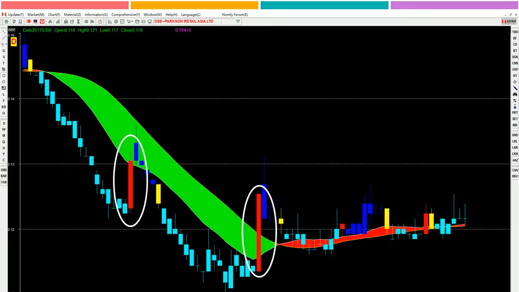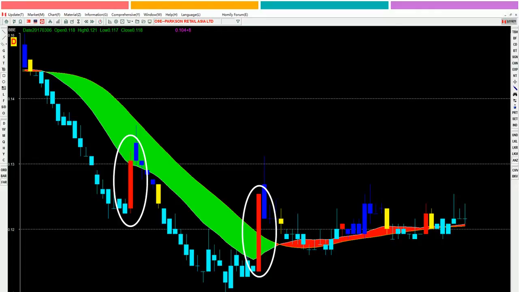So let's see this one. Green band, red candlestick, buy or not? No. Green band, red candlestick, cannot buy. So where is the good buy point? Here can buy or not? Yes, here also can buy because this is the red band. So if you buy here also can.